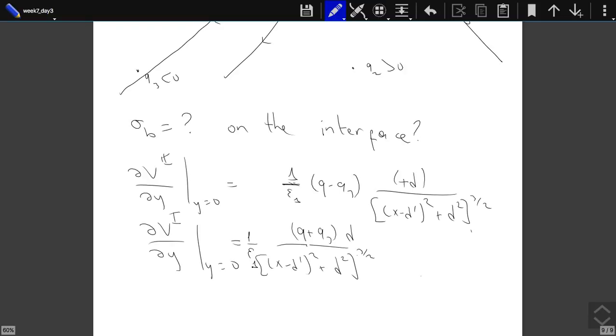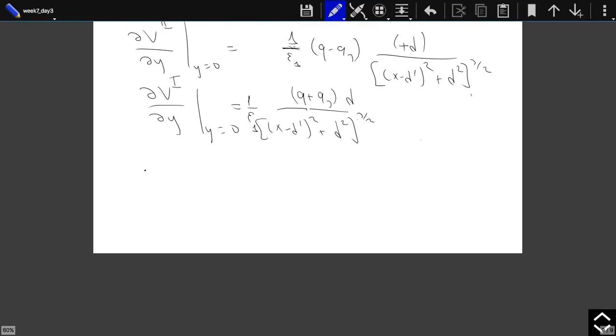Yes, there was this criticism. This is only the normal direction. Is that the problem? Well, the horizontal component of the electric field has to be continuous. It's only the normal direction that it can be discontinuous.